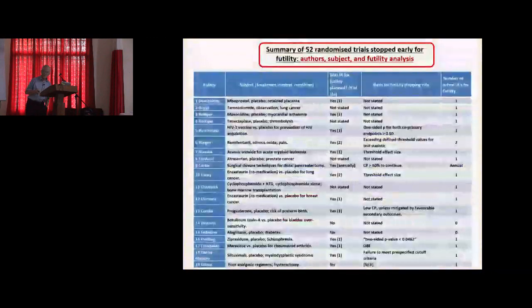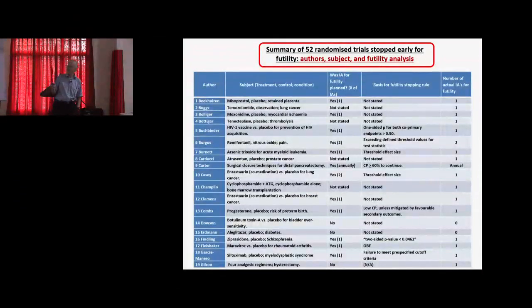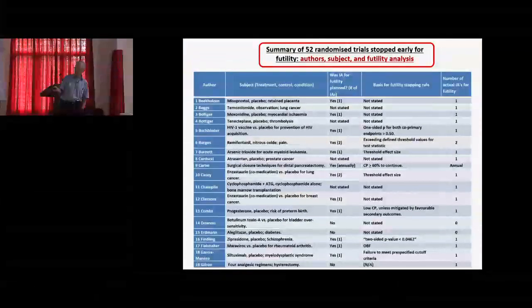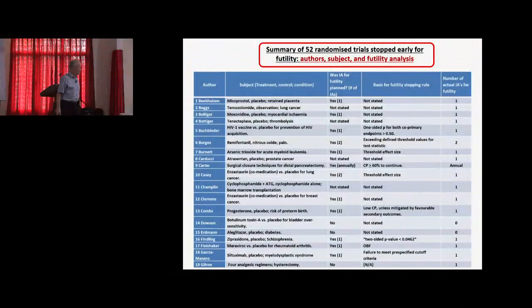Just to give you a sense, and I'm sorry this probably won't show up very well on your printing because it's small, this is a general sense of what we extracted. This first table tells us about the authors, just so we could keep track, what the subject was, and about their futility analysis. The subjects here are all over the place: retained placenta, lung cancer, myocardial ischemia, thrombolysis, and so on. So it's a very wide range of clinical investigation areas.